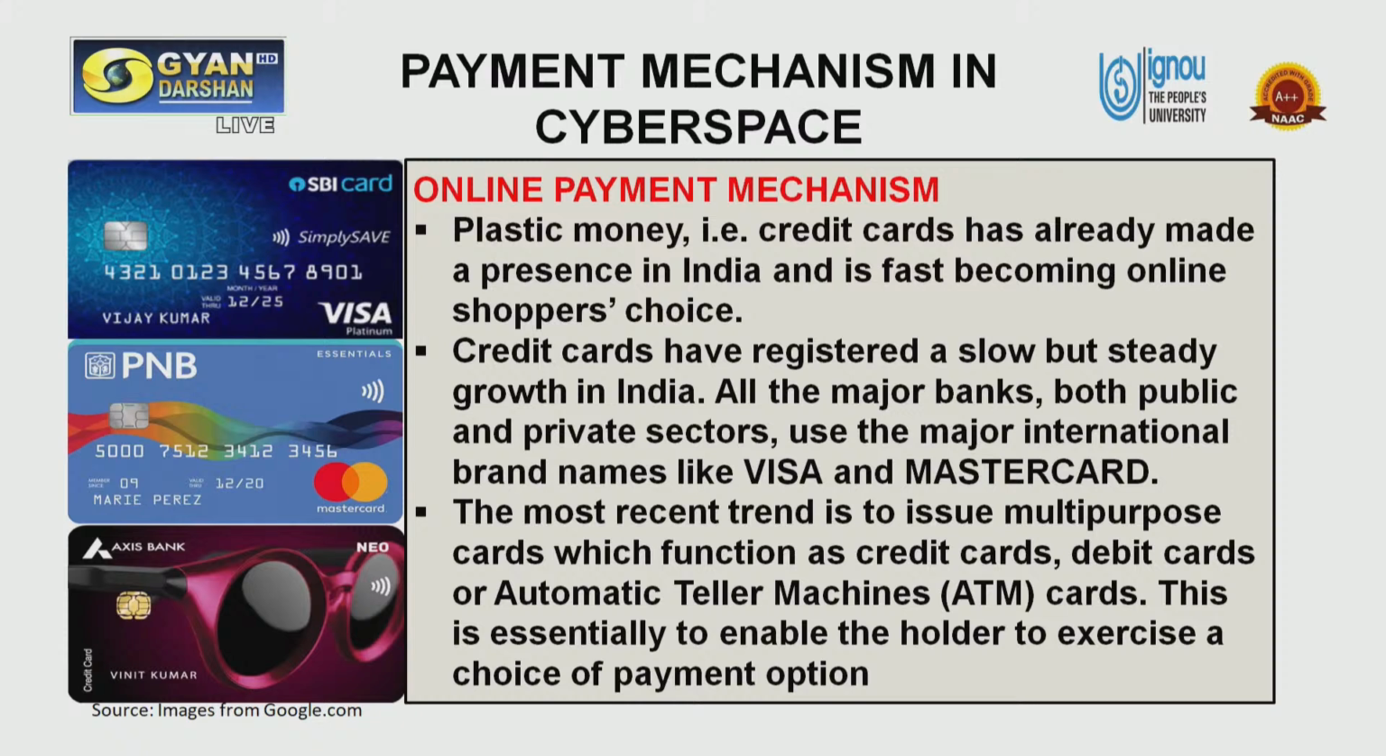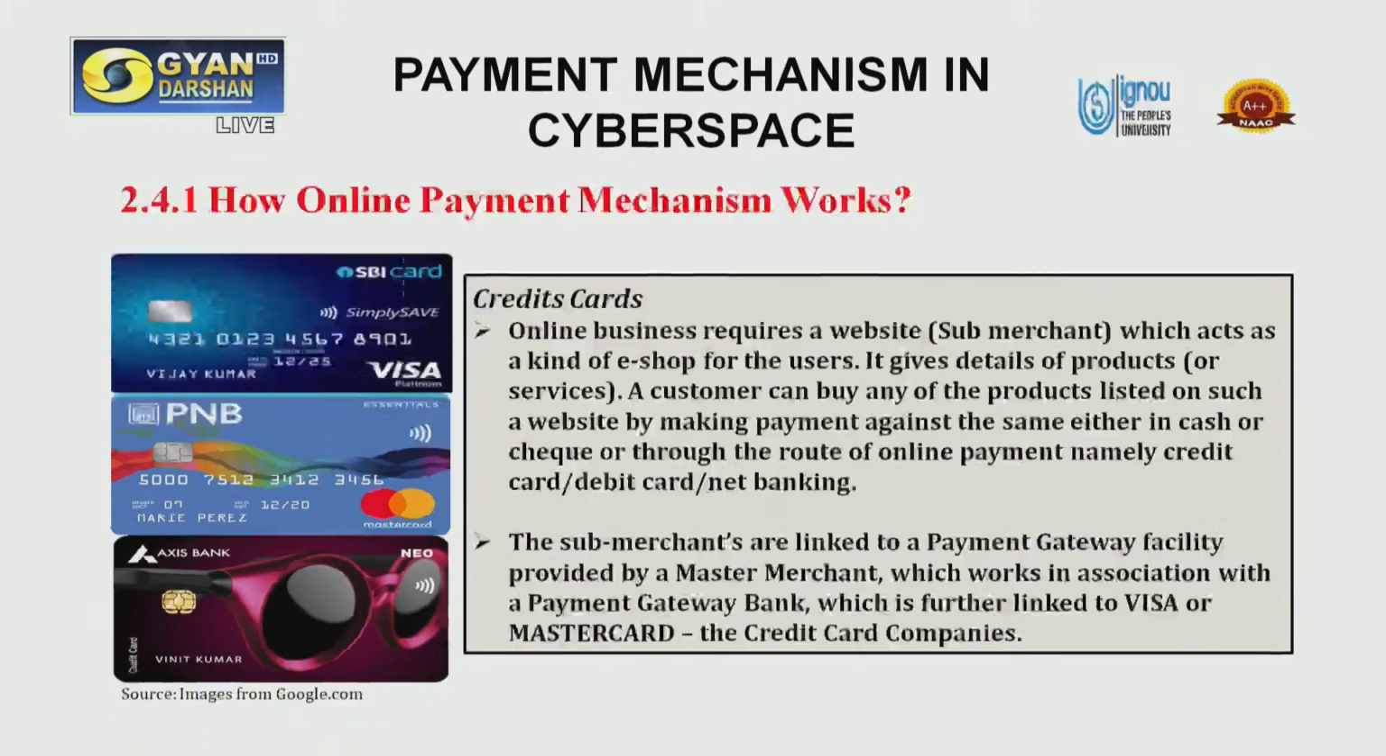There are different explanations we have explained in this unit with an example. Again, if you look at how the online payment mechanism works under this system, credit card for example, we explained that an online business requires a website, a sub-merchant as we called it, which acts as a kind of e-shop for the users. It gives details of products or services.